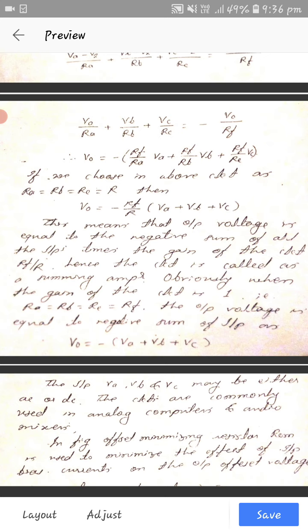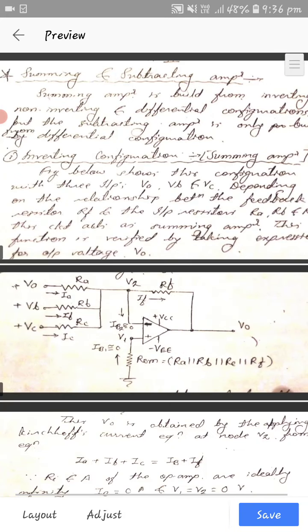In the figure, the offset minimizing resistor ROM is used in this circuit to minimize the offset of the input bias current on the output offset voltage. It is connected to the non-inverting terminal V1 and grounded. So this is the complete circuit, the inverting configuration used as a summing amplifier.